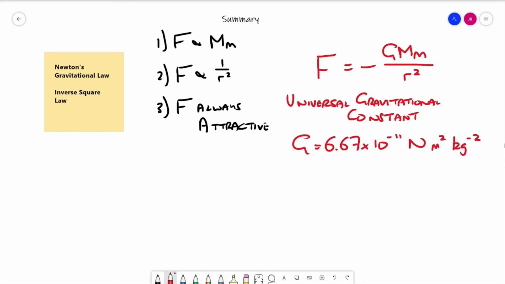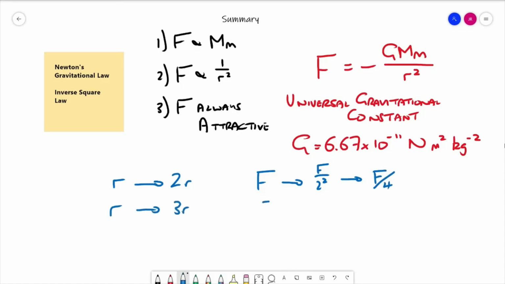Now again, Newton's gravitational law falls into the category of inverse square laws. So remember how inverse square laws work. If we double the distance, then we will have 1 over 2 squared of that, so F over 2 squared, which of course means F over 4. If we triple the distance, then we end up with F over 9. If we quadruple the distance, we end up with F over 16, and so on and so on.